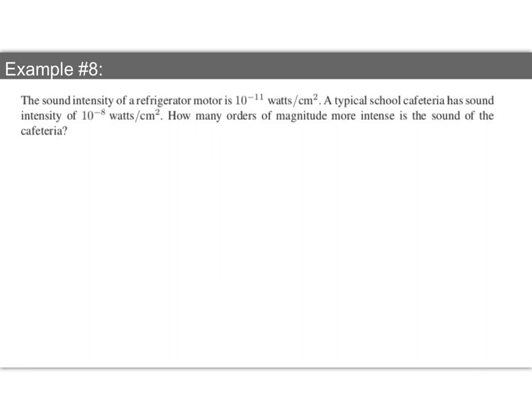So the sound intensity of a refrigerator motor is 10 to the negative 11 watts per centimeter squared. A typical school cafeteria has a sound intensity of 10 to the negative 8 watts per centimeter squared. How many orders of magnitude more intense is the sound of the cafeteria? Again, we're going to put the larger quantity on top. So 10 to the negative 8 over 10 to the negative 11, and we take the log of that quantity.